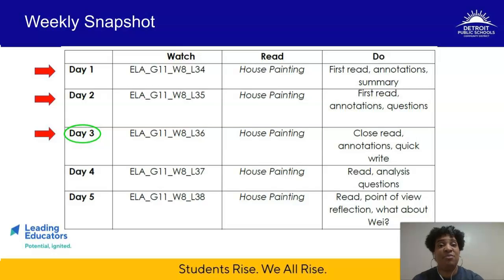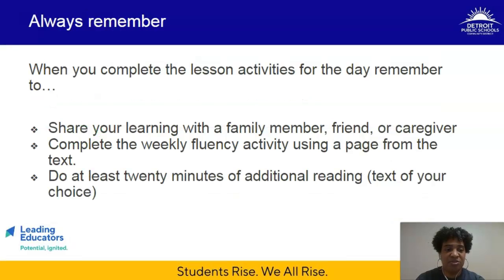Today, we're going to dive more deeply into the text, completing a close read, doing some annotations aligned to the close read, and then finishing things off with a quick write and closer. Before we get going on that though, always remember to share your learning with a family member, caregiver, or friend. Complete the weekly fluency activity using a page from the text, and do an additional 20 minutes of reading a day from a text of your choice.